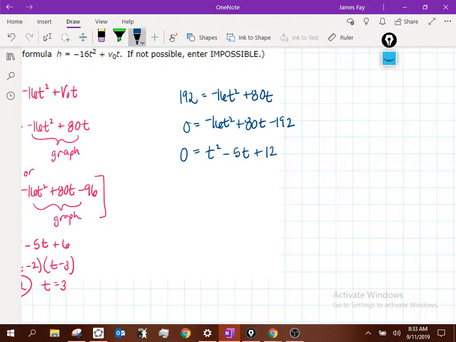And now the question is, what are two numbers that multiply together to give me 12 and add to give me negative 5? Well, they both got to be positive, or they both got to be negative, and there are none. So I'm going to resort to the quadratic formula.